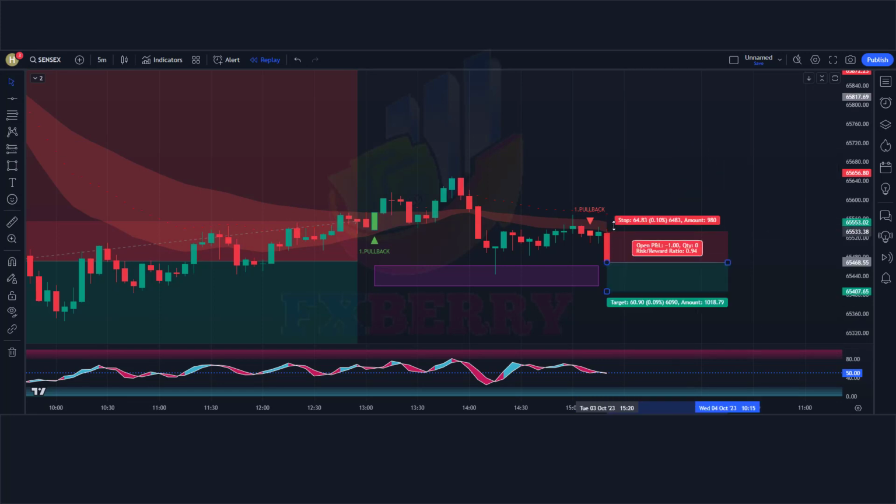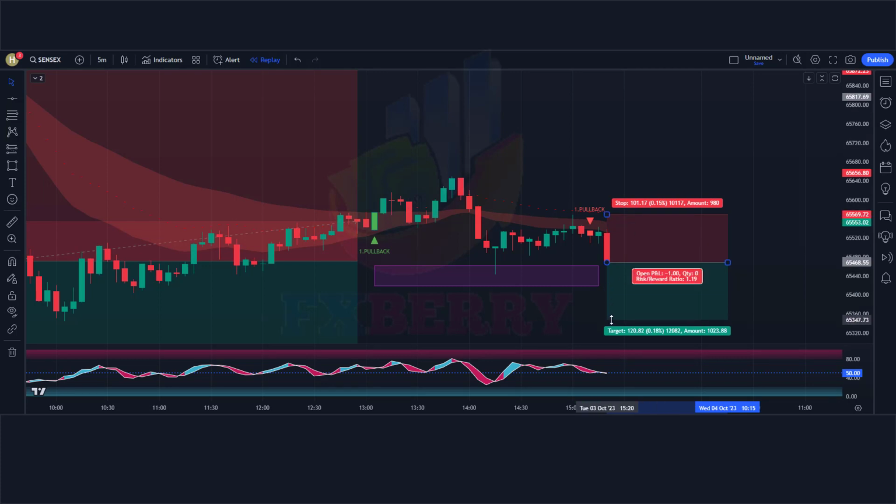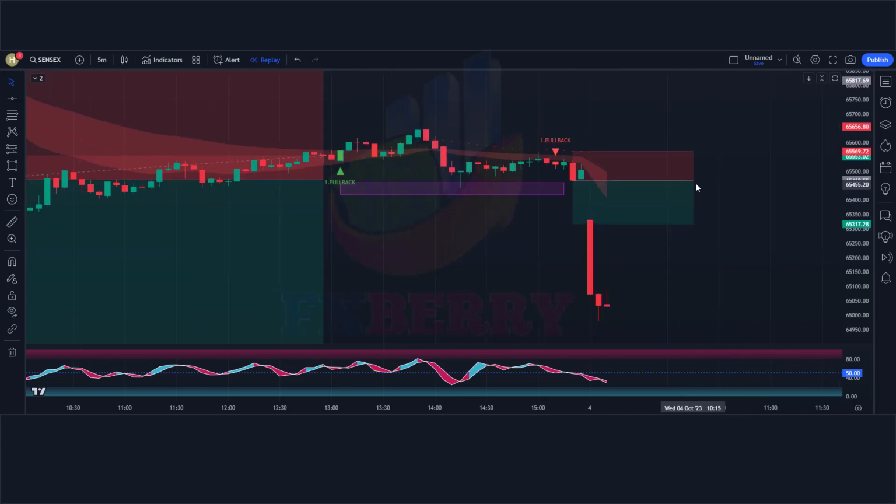Our stop loss will be placed at the LNL pullback arrows indicator's stop line. And the risk to reward ratio will be 1:1.5. Let's see what happens to our trade. We have won the trade. Wait for the next signal.